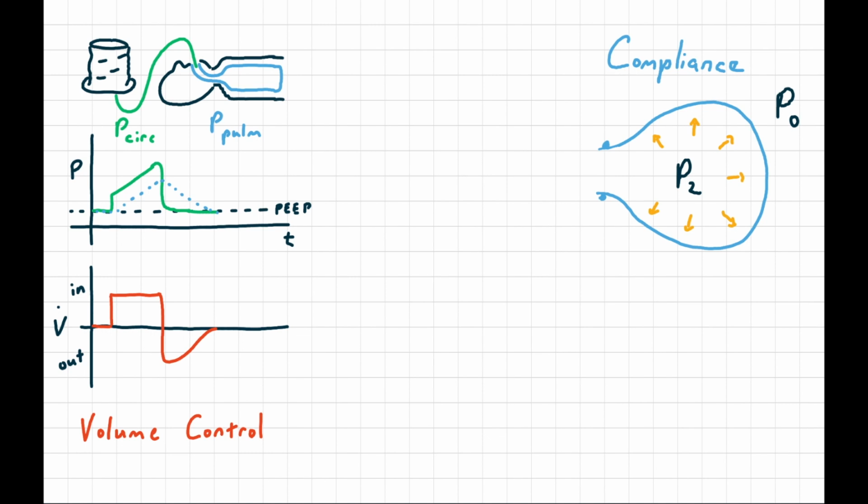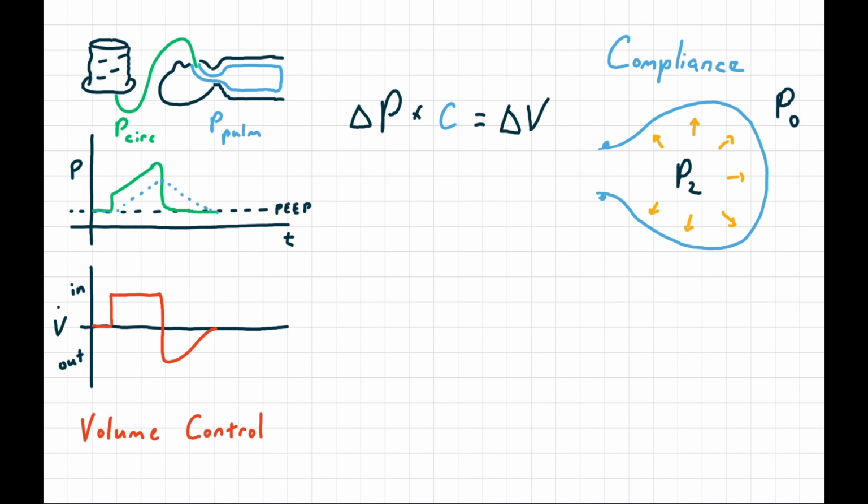If you consider this blue balloon over on the right, it is being held open by a difference in pressure. In this case, P2 inside the balloon being higher than P0 outside the balloon. If you distended the balloon a little bit further with more gas, the pressure P2 would increase, and the volume of the balloon would also increase. The proportionality constant between them is compliance.